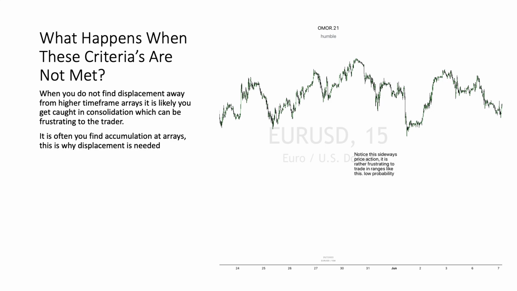So what happens when you don't wait for displacement away from your array? What happens when you don't trade with these elements that I showed you? You get stuck in what is called the chop, this sideways consolidation, and this is very frustrating. Why? Because your drawn liquidity on the higher time frame isn't going to be traded to until there's displacement away from the higher time frame array, which shows that the algorithm is indeed looking to start delivering liquidity. That is why displacement is so important.